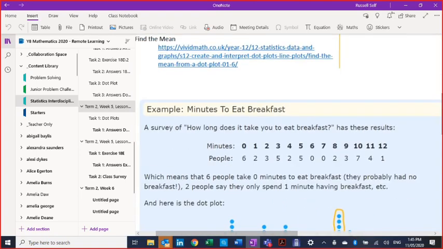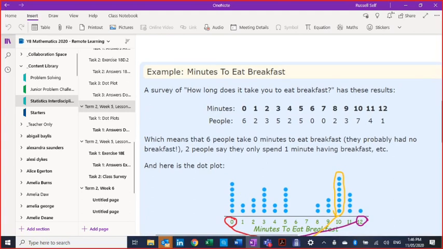All right. So here's an example. This was taken from a survey. They surveyed people, asked them how long it took them to eat breakfast. And they gave them a list of minutes. The minutes go from 0 all the way to 12. Okay? And just by looking at all of these random numbers, it's difficult to really tell any information from it. But by creating a dot plot, we'll be able to pull the information we need.